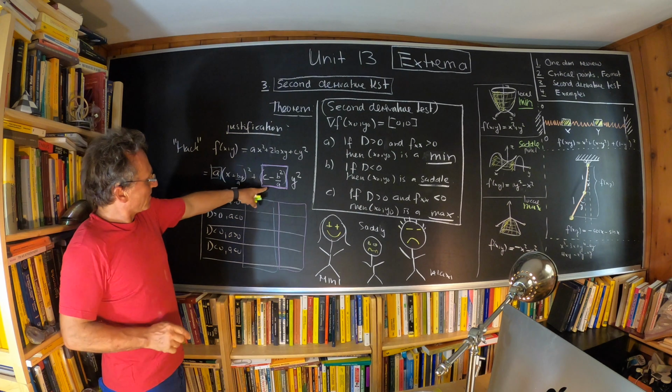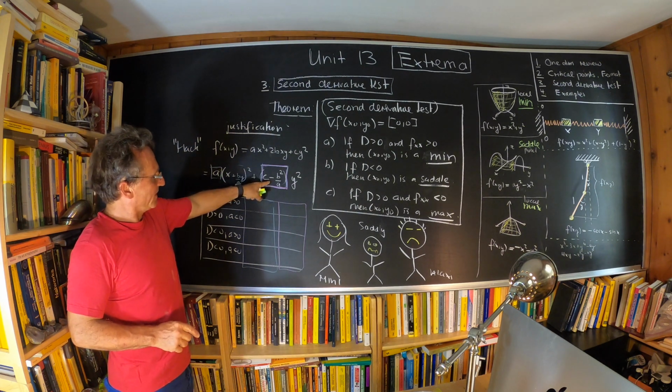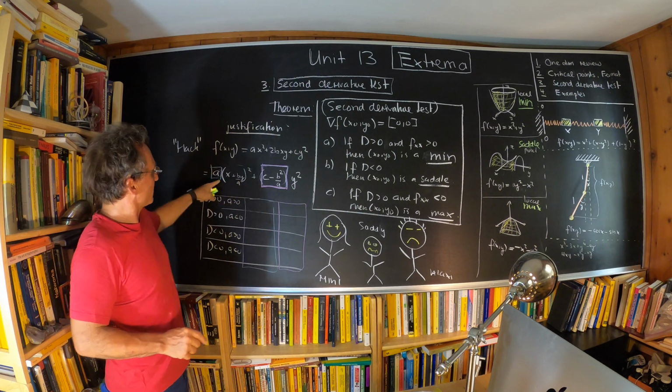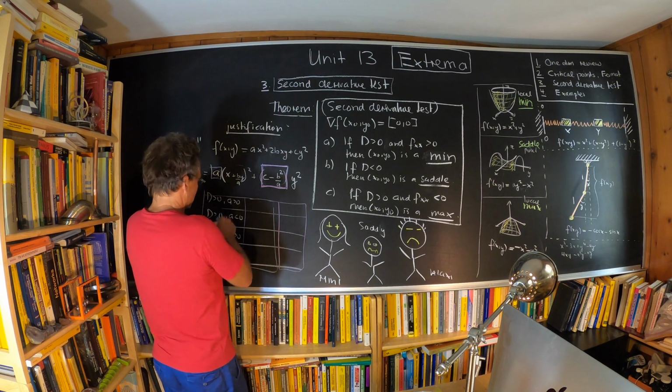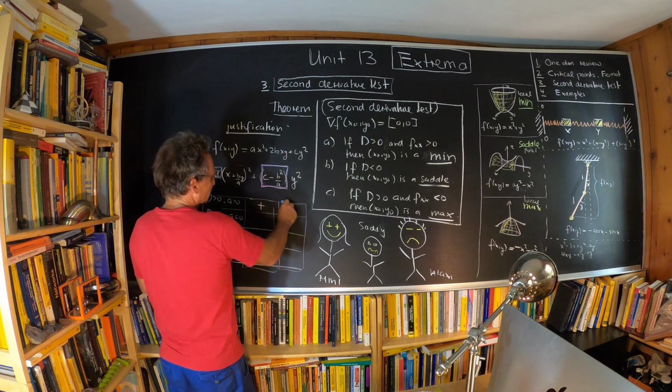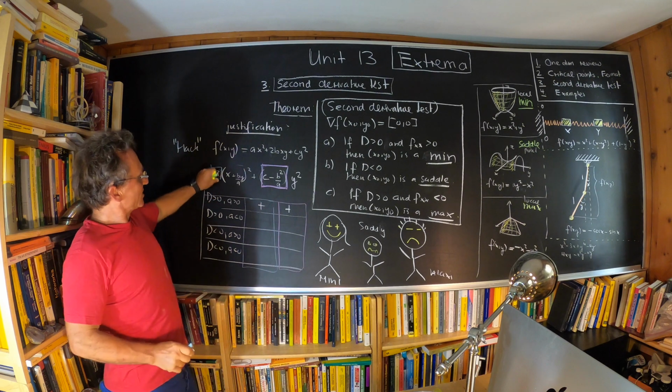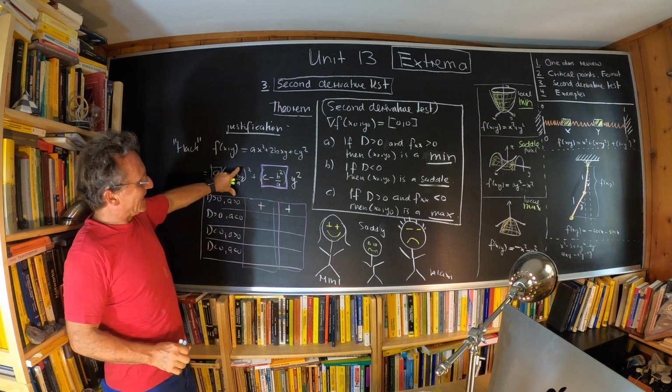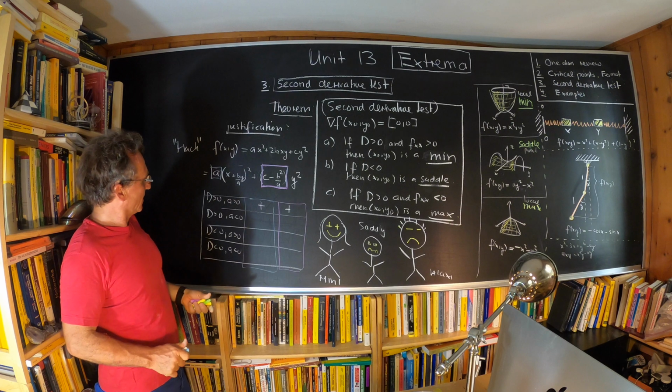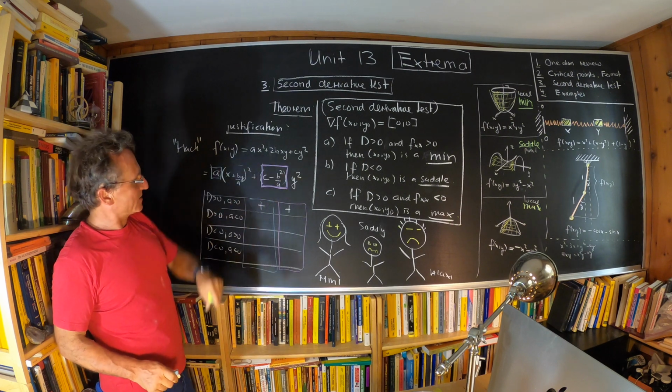Now, if d is positive, then this is positive here. d is positive and a is positive. This is positive and this is positive. So what happens if they are both positive? You see, that's actually just like x squared plus y squared, and so that's the case of a minimum.